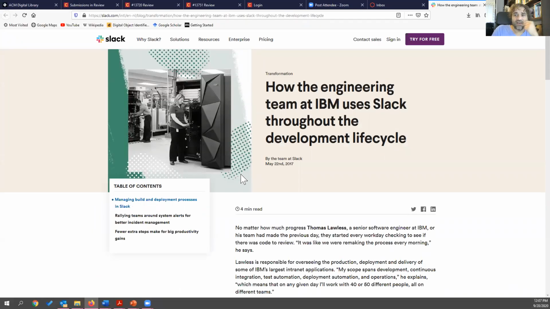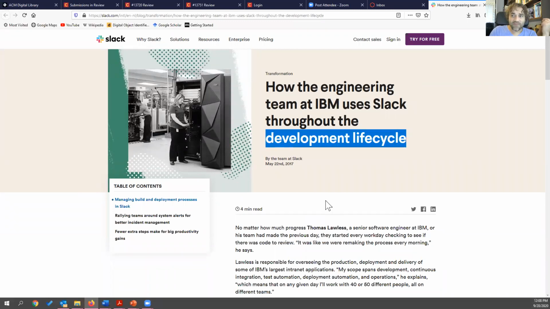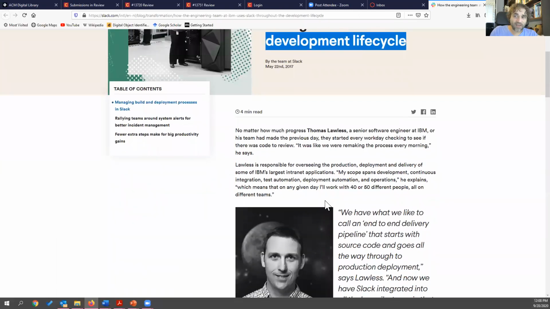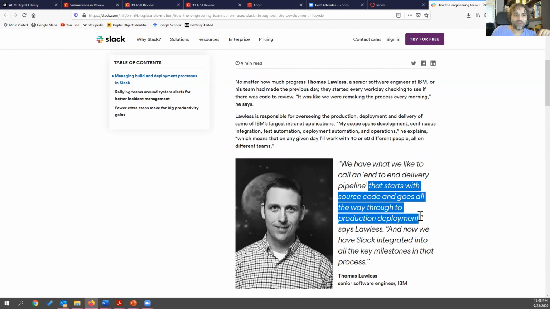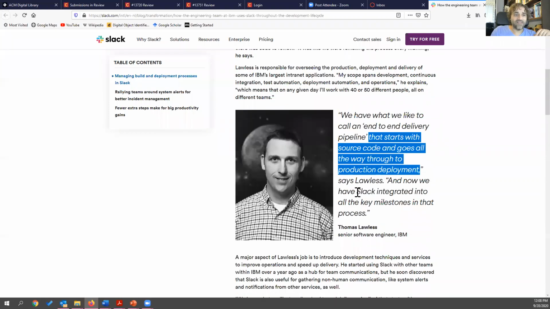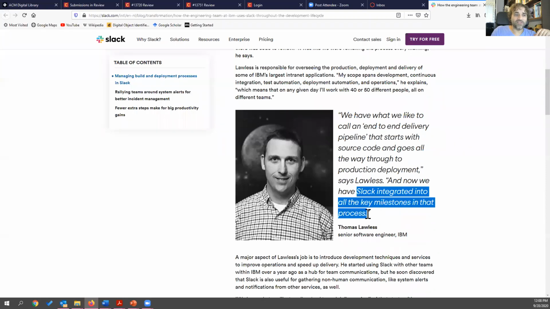And so this is an example of how IBM uses Slack, an enterprise social media tool, throughout the development lifecycle. If you read this, of course it's about the development lifecycle, and at least in this case, they mostly use Slack not to communicate information, but mainly as a way to structure the process, to make sure that source code goes all the way through product deployment. And Slack is integrated in all the key milestones in that process.